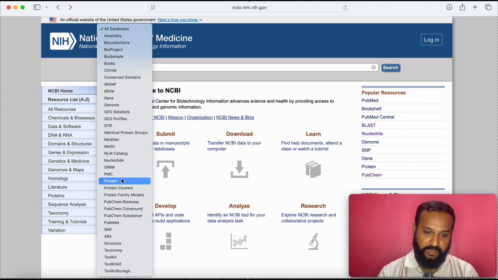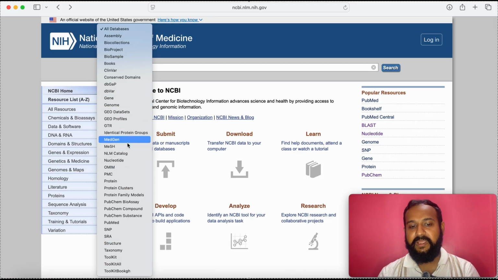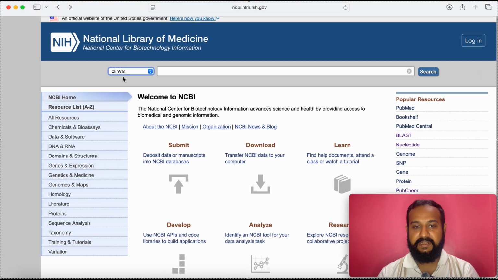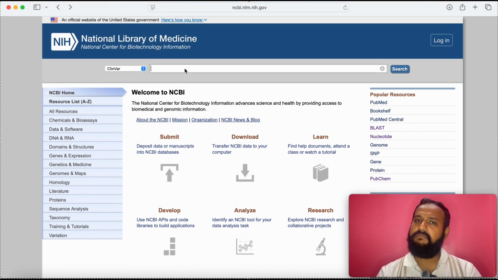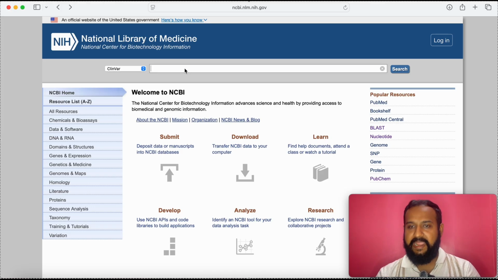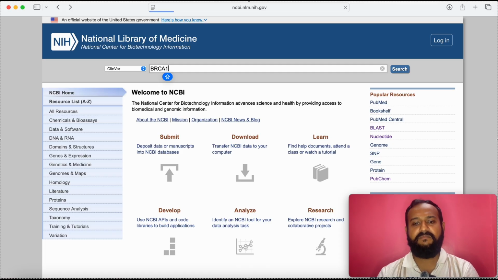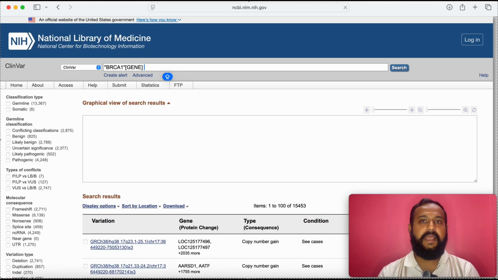In the drop down menu. Where is it? You can directly type it in also, and you will be redirected to that particular page. That is also possible. Apart from that, you can select ClinVar. Here you can see, if I zoom in, ClinVar is being selected. Now let's do it with the same gene, just to remove the confusion. Just search by the same gene name.